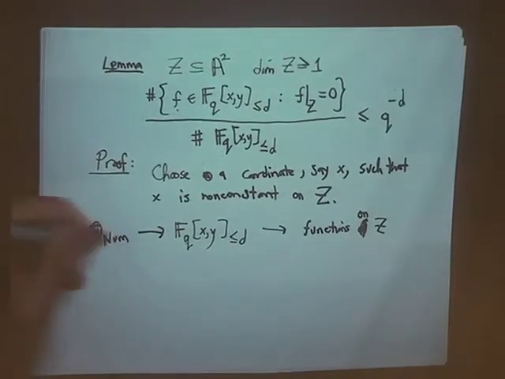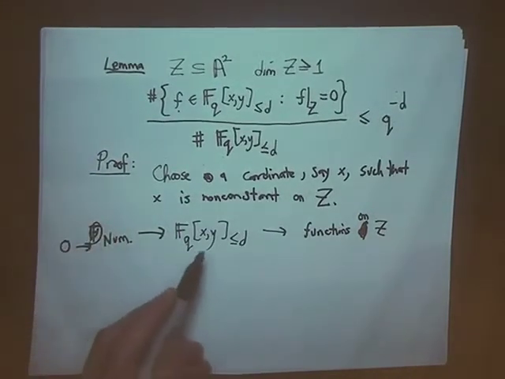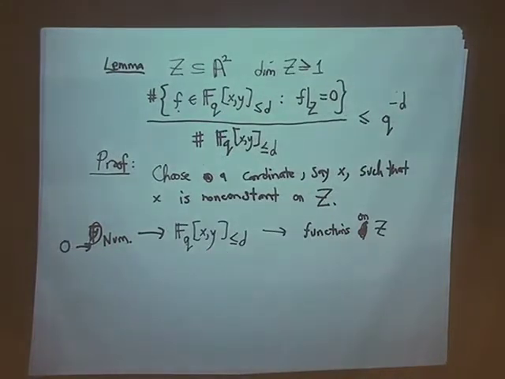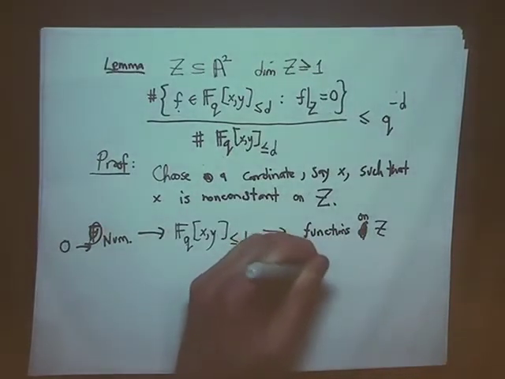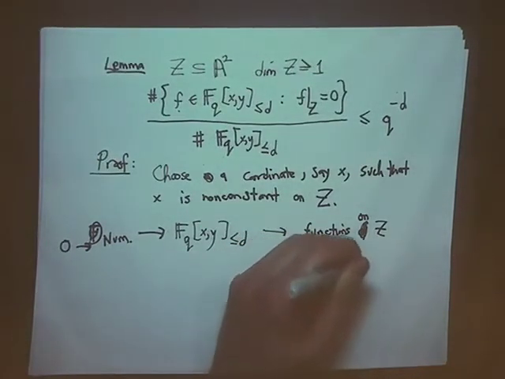So this numerator. How can you bound the size of a kernel? There's this thing called the rank-nullity theorem. So you just have to find the rank of this map. I just taught this in linear algebra, so I'm an expert on this right now. If you take polynomials of degree d and restrict to this curve, how many different functions can you get? Well, x is not constant on Z, and so in the image of this you get these functions, and these are all linearly independent.